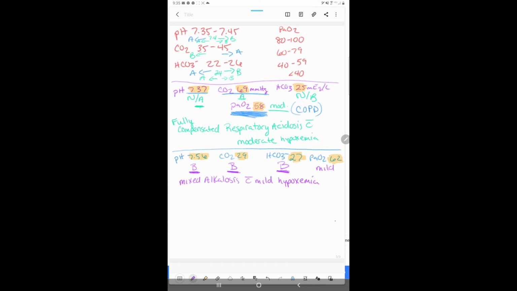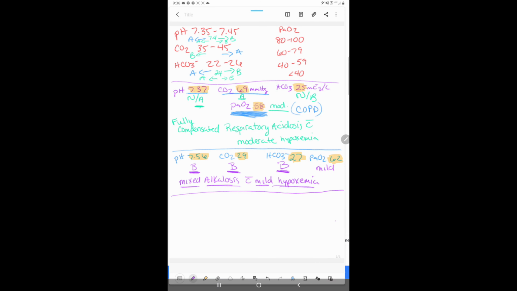I've never seen a blood gas like this, and I have not seen a blood gas like this on a test other than in my classrooms. I have noticed professors throw these on there, trying to throw you off of your game and make you really think outside the box. But it is just a mixed alkalosis with mild hypoxemia. And that's all there is to that patient.